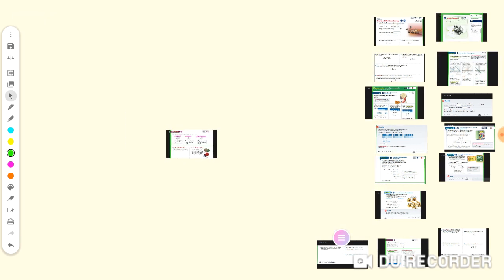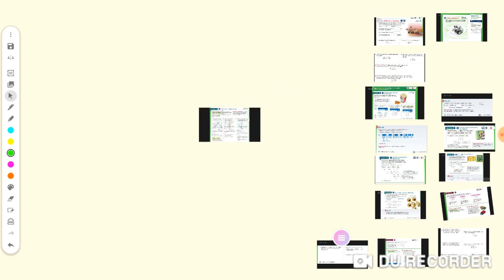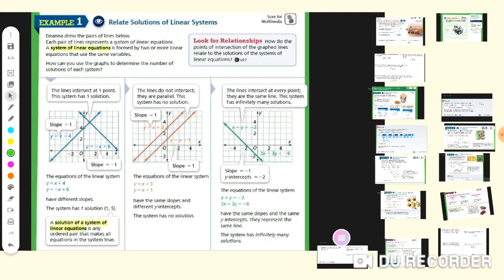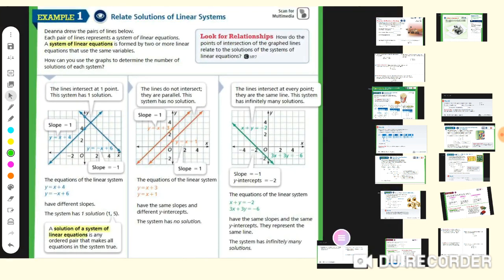Okay, let's start our example. The first example gives me on the left-hand side the two lines, yellow and blue, and it gives me the equation of each one. The first one is y equals x plus 4. The second one is y equals negative x plus 4. What I am going to do now is find the slope of each one.